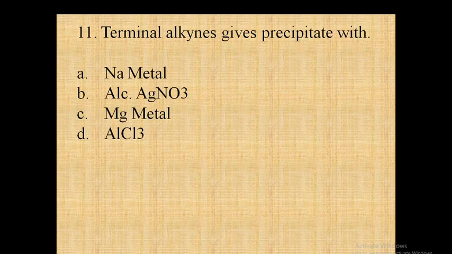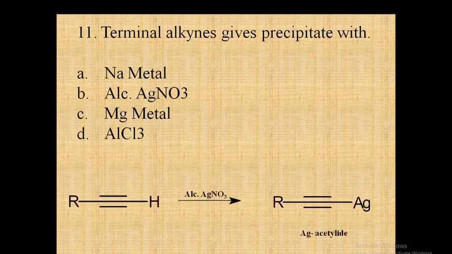Terminal alkynes give a precipitate with what? Terminal alkynes generally have an acidic proton, and they can easily react with alcoholic silver nitrate to form silver acetylide, which will give you a precipitate, probably a whitish precipitate of silver acetylide. So the answer B is the correct answer.